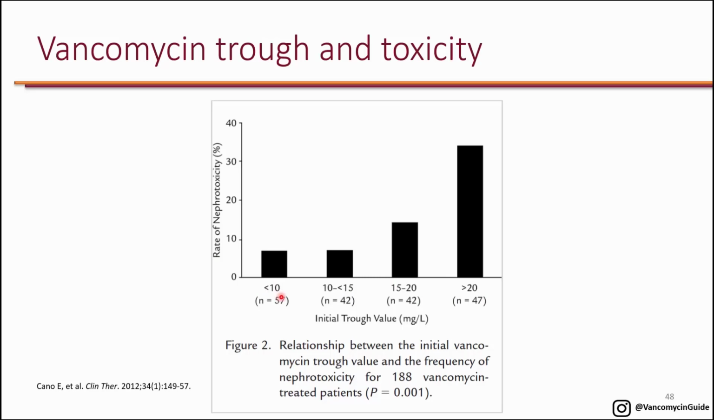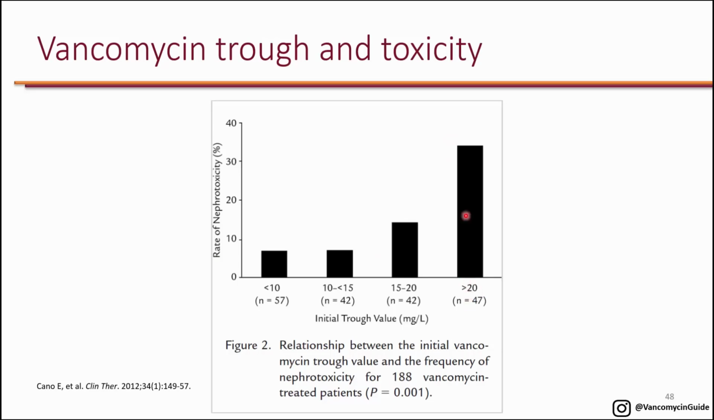So less than 10, trough of 10 to 15, trough of 15 to 20, and trough greater than 20. And then on the vertical axis, we're looking at the rates of nephrotoxicity. So you can see that basically not much difference if the trough is less than 10 or 10 to 15. However, when the trough starts to go above 15, you start to see increased risk of nephrotoxicity, which is highest when the level is greater than 20.